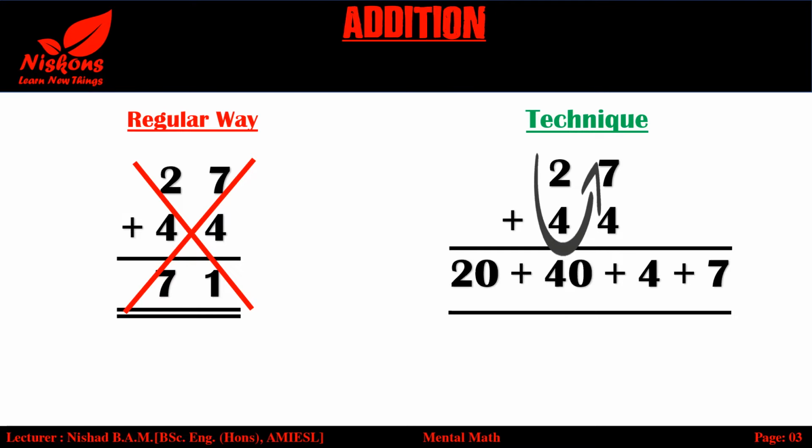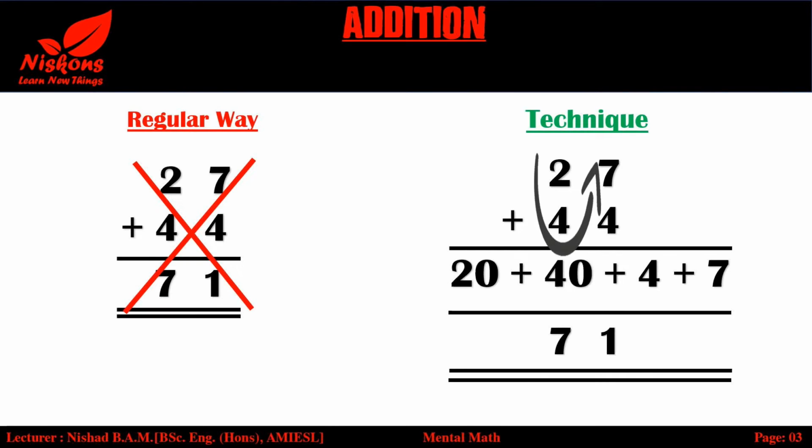If we add the tens, the answer will be 20 plus 40, so altogether it will come as 60. Then after, we have to add the numbers in ones. So on the 60 we add the 4, which is equal to 64. Then finally, we add the 7. So then it will come as 71.